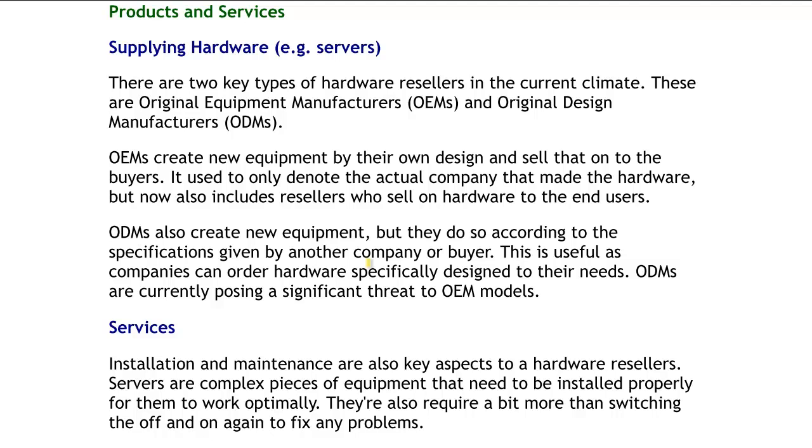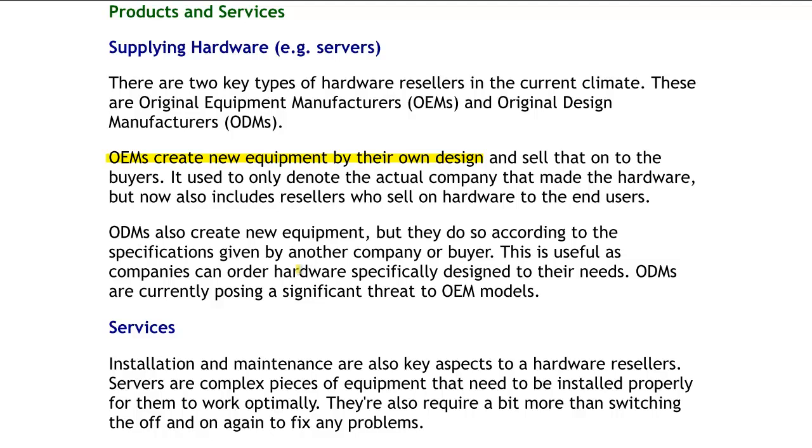On top of the basic resellers who just take hardware, don't change it, and sell it on, you've got two key types of hardware resellers. Now, these are original equipment manufacturers, or OEMs, and original design manufacturers, ODMs. Now, they sound really similar, and that's because they are really similar, but there's a key difference which is quite important. OEMs create new equipment by their own design. Now, that's an important feature, that it is by their own design.